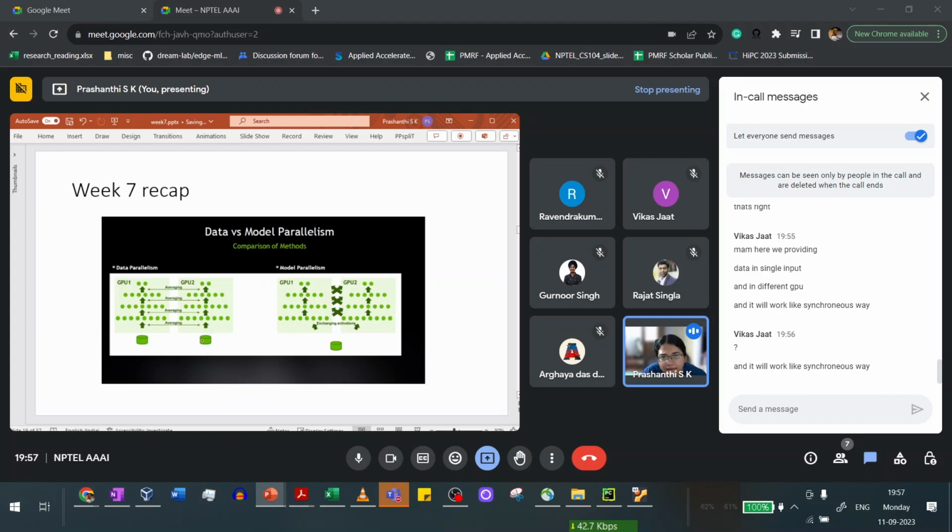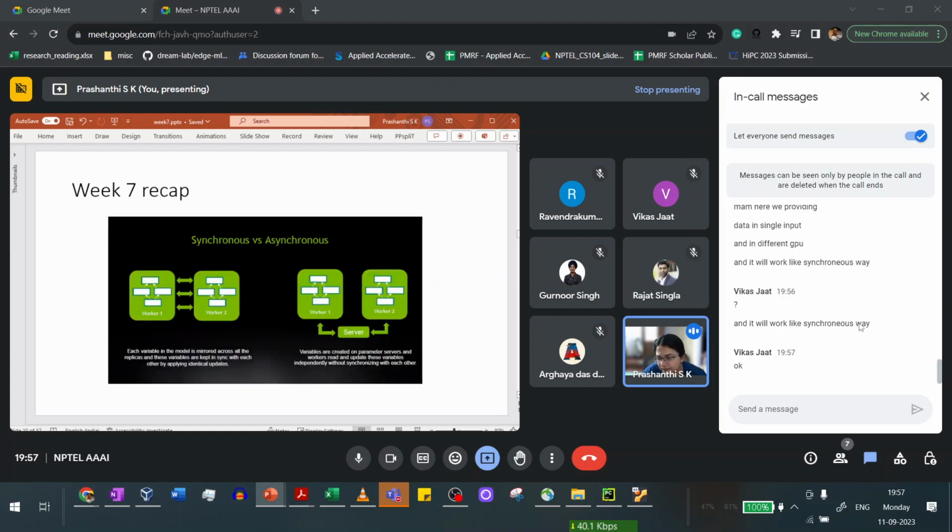So here's another pictorial representation. In data parallelism you do averaging of gradients. Here instead you're exchanging activations between GPU1 and GPU2. Yeah, I think this must be clear. So maybe your doubt will get answered after we understand what is synchronous and asynchronous.